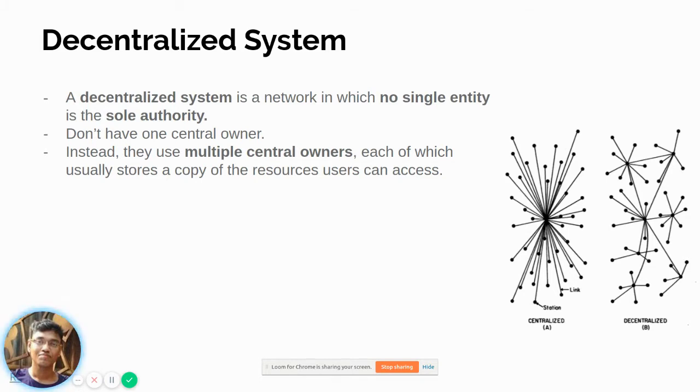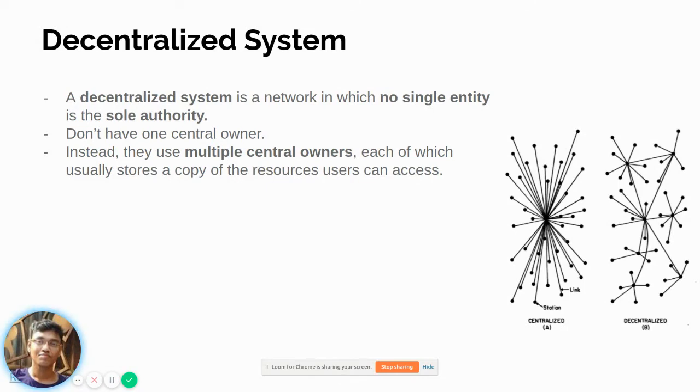A decentralized system is a network in which no single entity is the sole authority. What does it mean? In a centralized system, we learned that the control of the network will always be with one entity. Whereas in a decentralized system, the control is shared among several entities, right? So now you don't have one central owner. Instead, you have multiple central owners, each of which usually has a copy of the resource which the user can access, right? So that is the concept of a decentralized system.